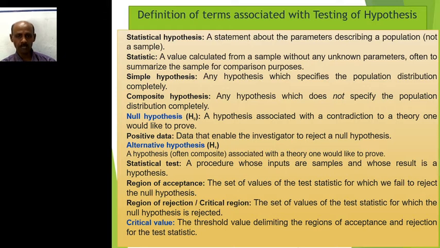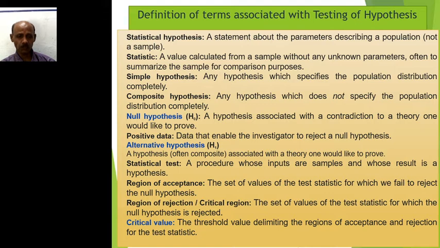Next one is simple hypothesis. Any hypothesis which specifies the population distribution completely is called a simple hypothesis. Next one is composite hypothesis. Any hypothesis which does not specify the population distribution completely is denoted as a composite hypothesis. The next one is null hypothesis, which is shown as H0. A hypothesis associated with a contradiction to a theory one would like to prove.